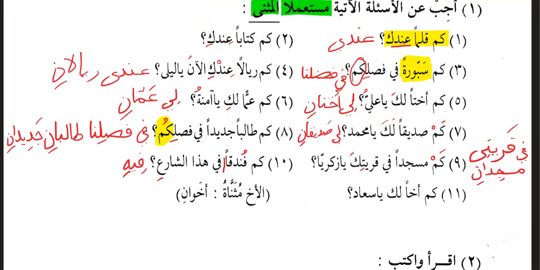كم أخا لك يا سعاد؟ How many brothers do you have? نعم. So what's the answer? لي أخوان. So we say لي أخوان. نعم، لي أخوان. I have two brothers. So here he says الأخ مثنى. It should be مثنى, not مثنى tu. نعم، الأخ مثناه أخوان.